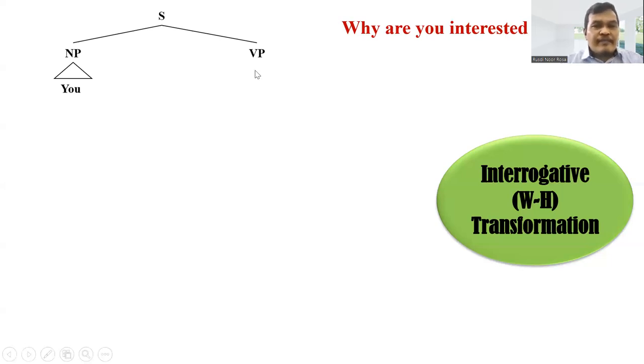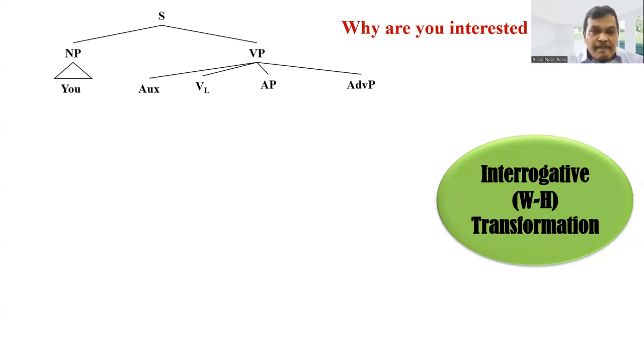And then the verb phrase here is composed of four branches. And you know that the number of branches depends on the phrase structure of a certain phrase. So it is not limited only to two branches. It can be more than two, but it can also be composed of only two branches. So we have auxiliary, linking verb, adjective phrase, and adverb phrase.